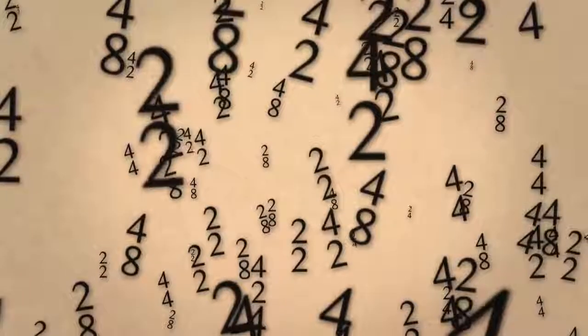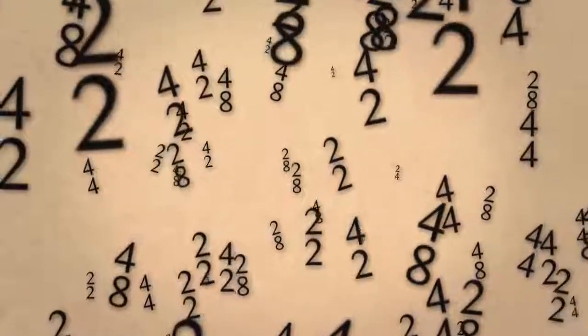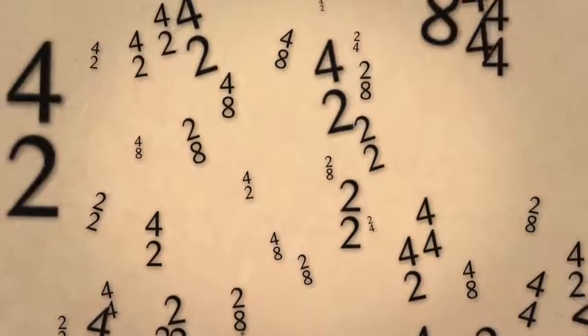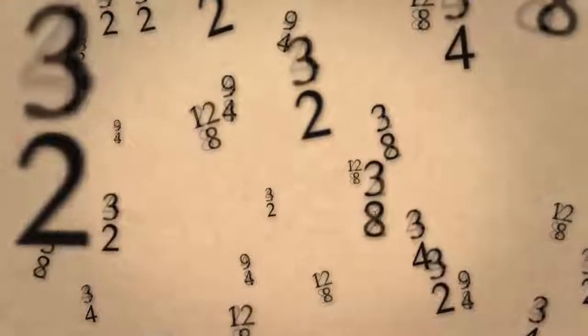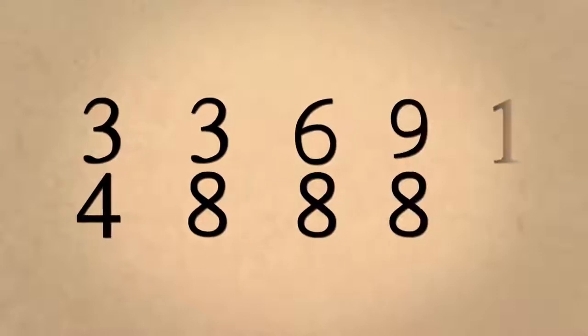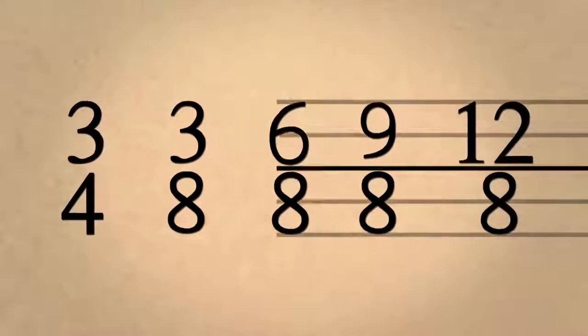All of the meters that we have discussed so far are duple meters or duple time, with the beats all divisible by 2. Now let's discuss some triple meters with all the beats divisible by 3. The most common are 3/4, 3/8, 6/8, 9/8, and 12/8.